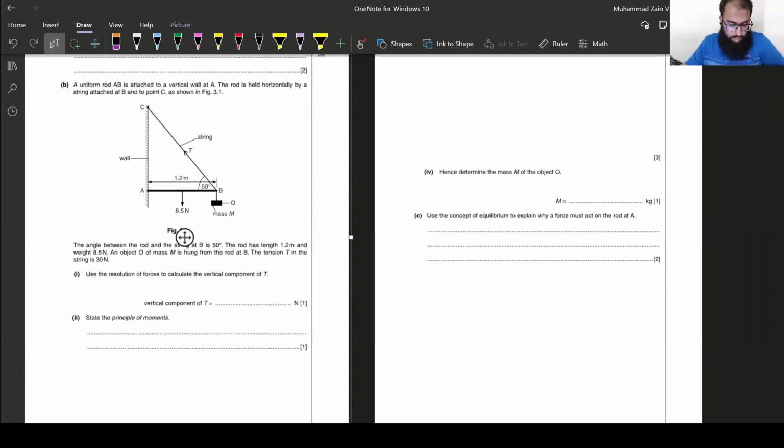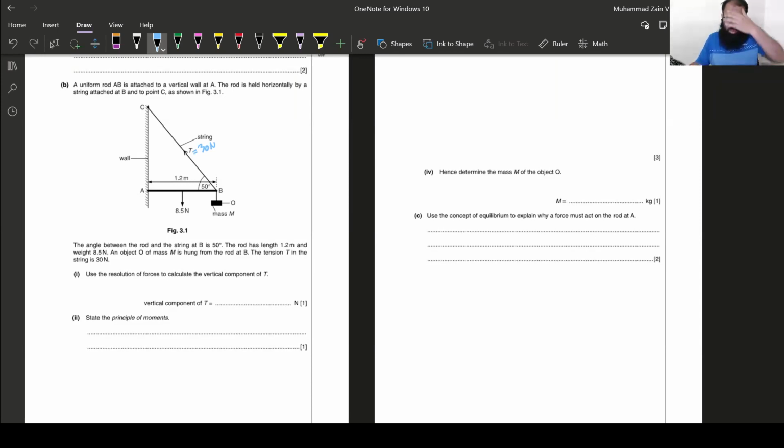A uniform rod AB is attached to a vertical wall at A. The rod is held horizontally by a string attached at B and to point C as shown in figure 3.1. The angle between the rod and the string at B is 50 degrees. They're just explaining the diagram in words. The tension T in the string is 30 newtons. So this T is equal to 30 newtons. That's something they've not mentioned in the diagram.